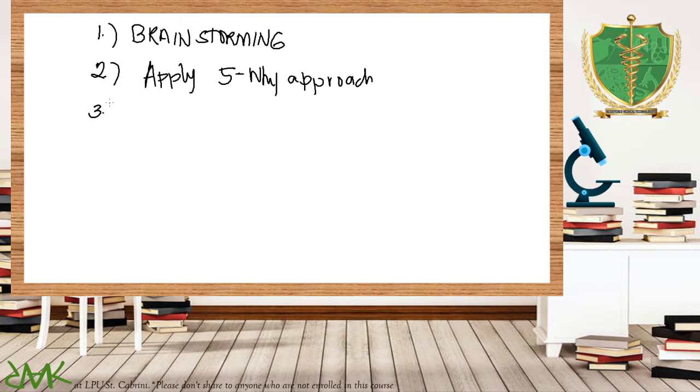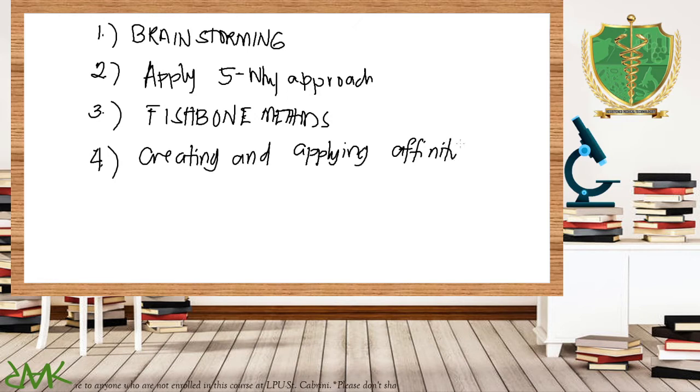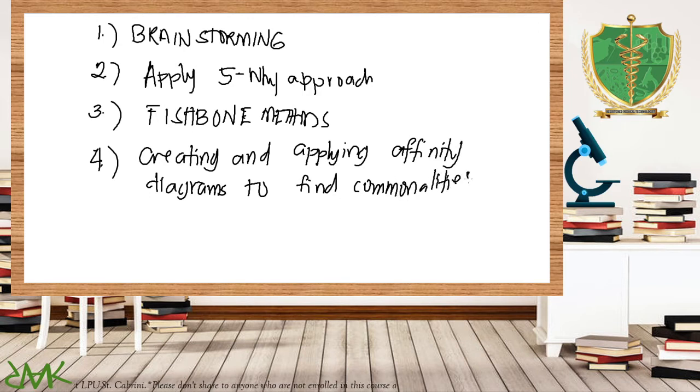Next we have the Fishbone Method. The Fishbone Method helps us to identify the relationships, recognizing relationships within each other. Number 4, we have creating and applying affinity diagrams to find commonalities in the process.